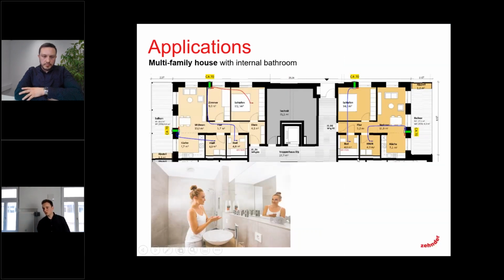Another application could be a multi-family house, which is often done because there you often have an internal bathroom, and therefore this Comfort Air 70 fits perfectly. So for example, you have supply air in the bedroom, and then you connect the internal bathroom. So that's a typical apartment.